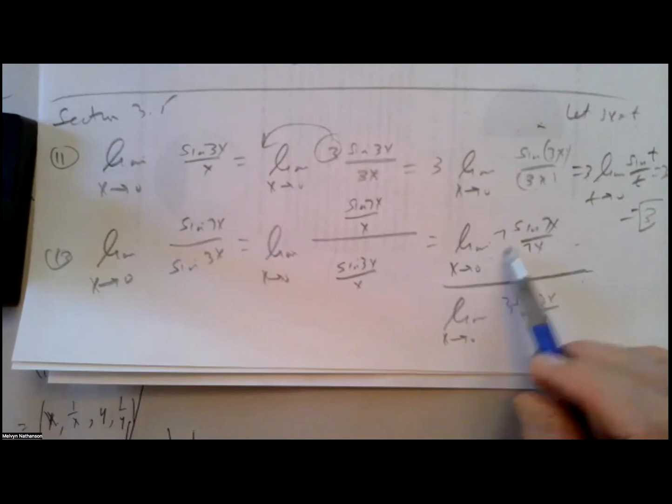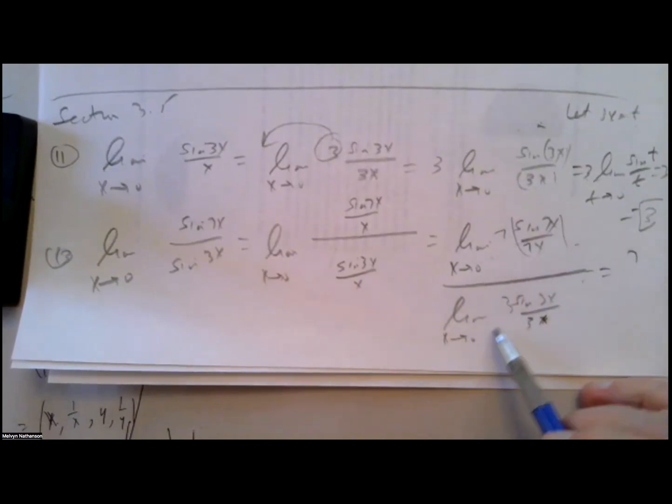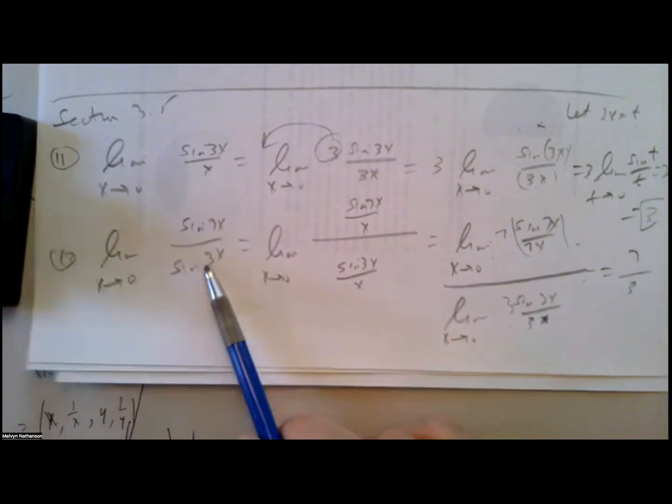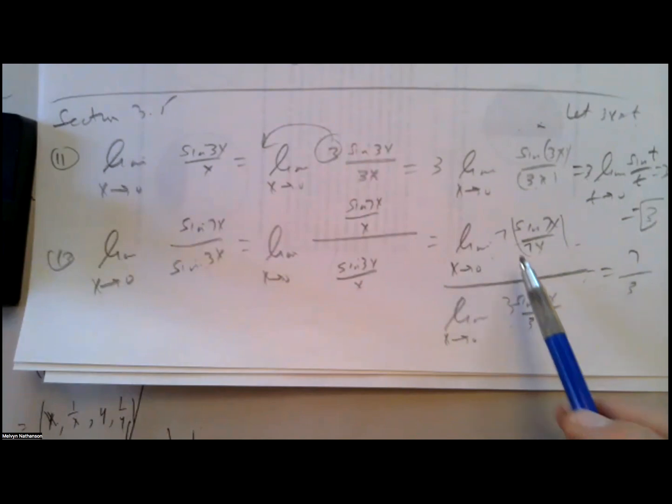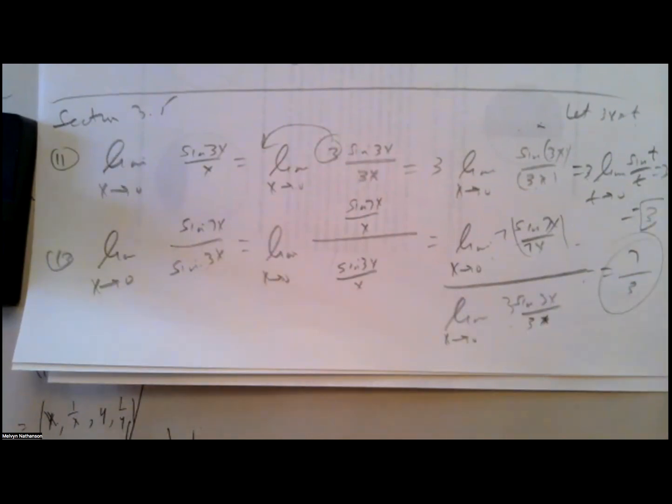If I make this a 7 and multiply by 7, and if I multiply top and bottom here by 3, the numerator is 7 times this limit. That limit is 1. Here, this is 3 times this limit, which is 3. So if I do this technical change, I can see the limit is 7/3.